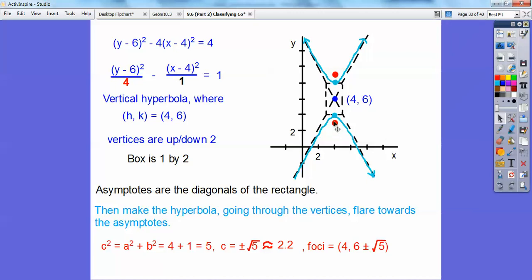So this is at 4, 6 minus root 5, and this is at 4, comma 6 plus root 5 right there. Notice it's vertical, so my x's don't change, so my x is going to be constant. It's the y's that are getting changed by the focus points right there. All right, let's do one more, you guys.